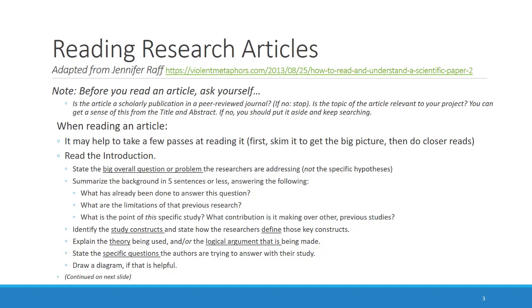Next, you want to identify the study constructs and state how the researchers define those key constructs. Remember that we talked about a construct being a representation of something that is not tangible, but that exists in psychology. For instance, like intelligence. We know that the construct of intelligence exists. We can't necessarily measure it directly, so we use other measures to get at it.